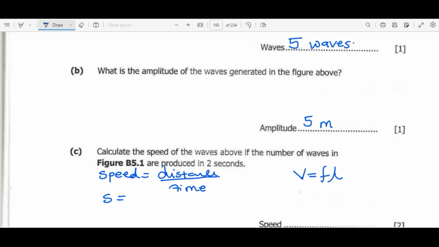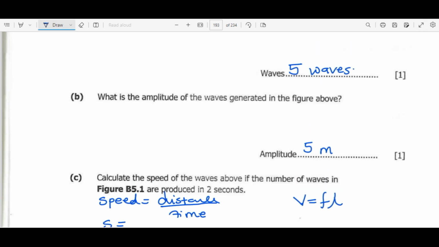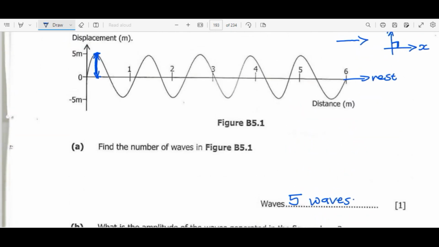Speed is equal to distance. So for the distance, we need to look at what was the distance covered by all 5 waves. The distance will be measured from this point, since we are dealing with 5 waves, up to the last point here. As we can see, this distance is given by 6. So the distance in total is 6 meters.